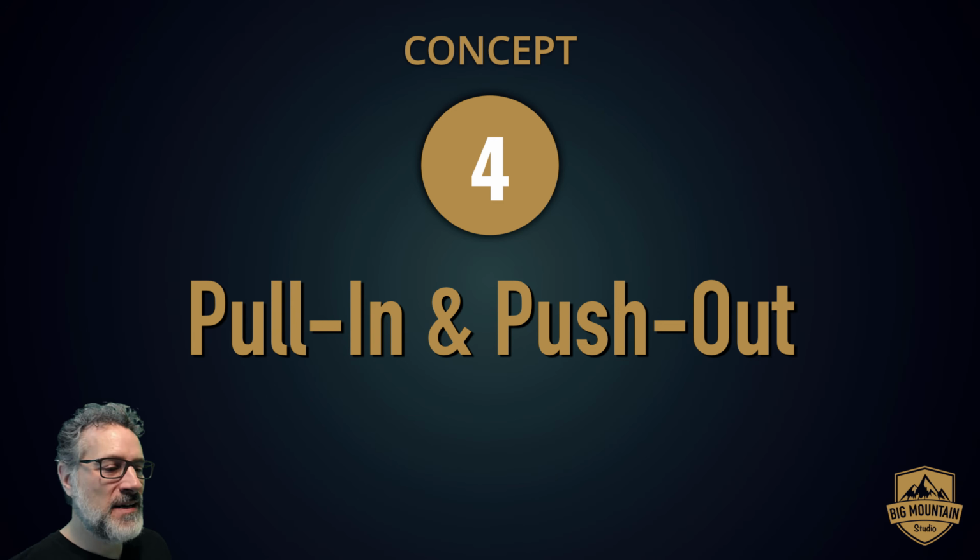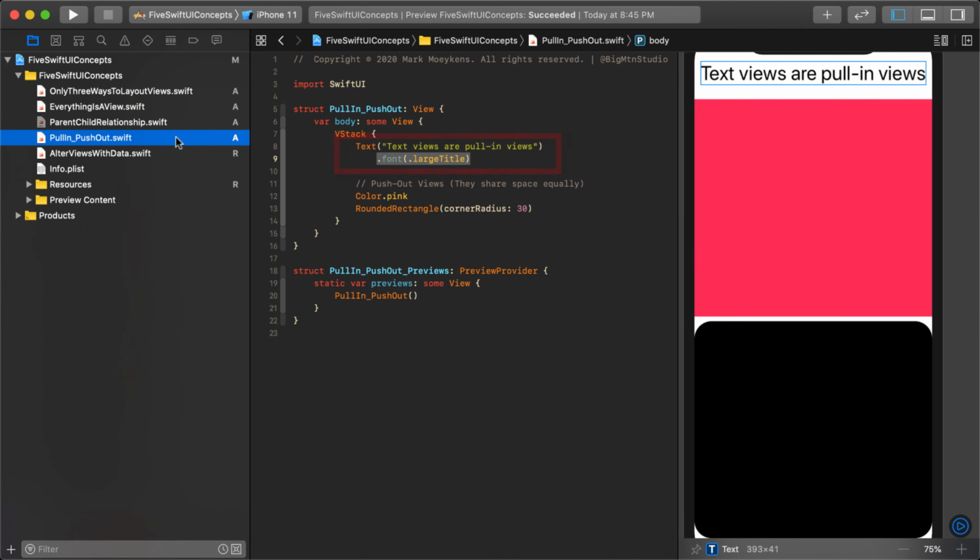Okay, concept number 4. There are 2 types of views, or layout behaviors, I like to call them. There are pull-in views and push-out views. Now, what do I mean by that? Well, if you take a look at that text right here, that is a pull-in view. It's only using as much space as it needs. It doesn't stretch out, doesn't push out, doesn't try to take up any more space. It only uses as much space as it needs.